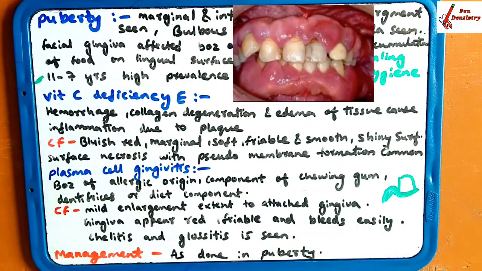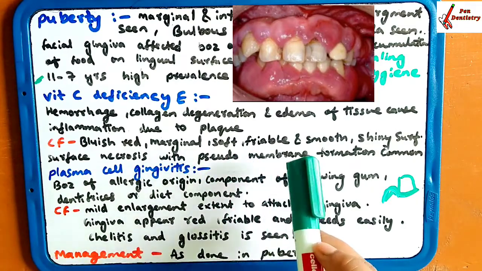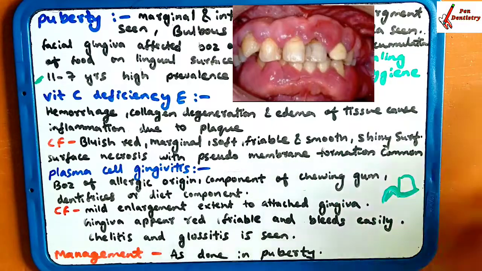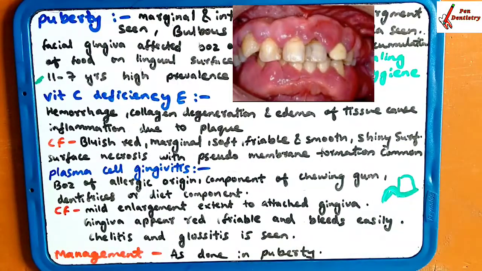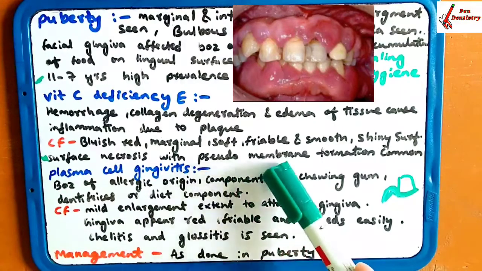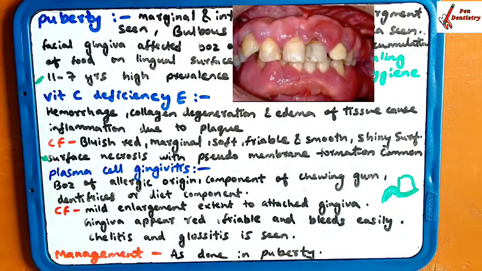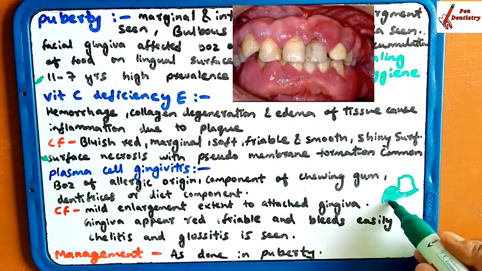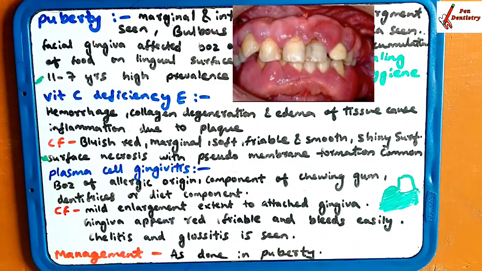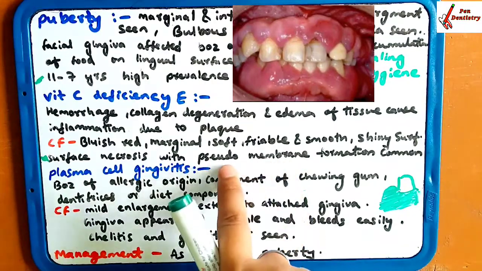The clinical features of vitamin C deficiency: it is bluish red in color. The marginal area is covered. It is soft, friable, and a smooth and shiny surface is seen. The surface here is necrotized. Necrosis takes place in the surface, and pseudomembrane formation is common. The surface will be covered with the necrosis, and it appears as a membrane, but it is pseudomembrane formation.